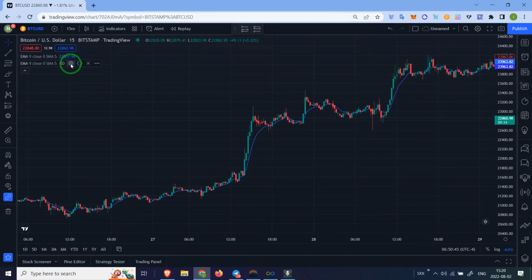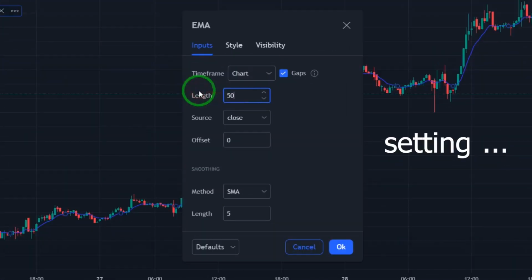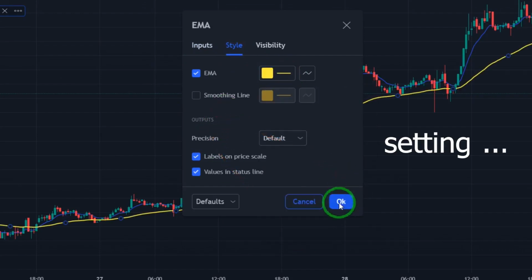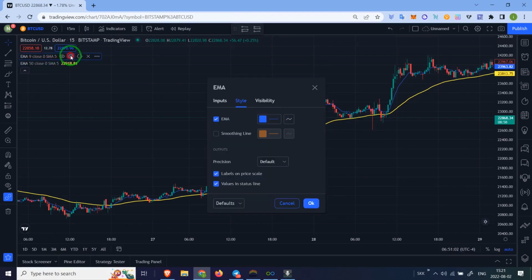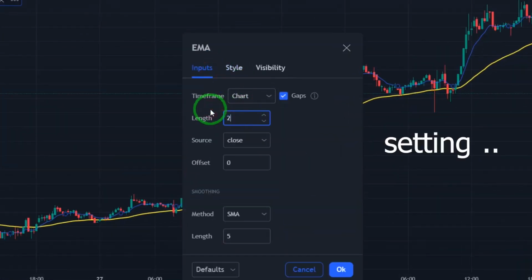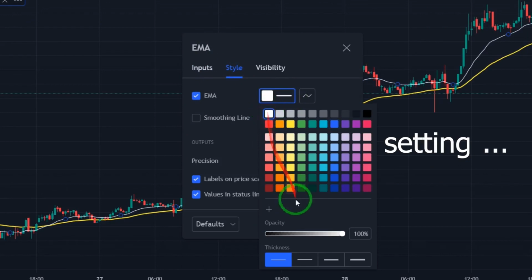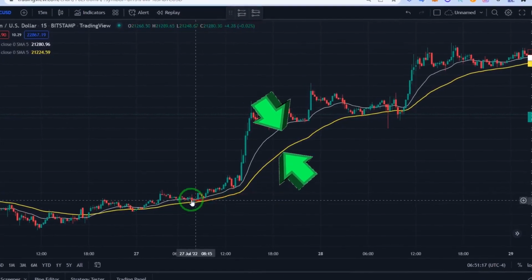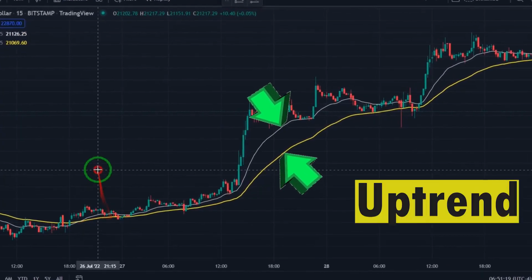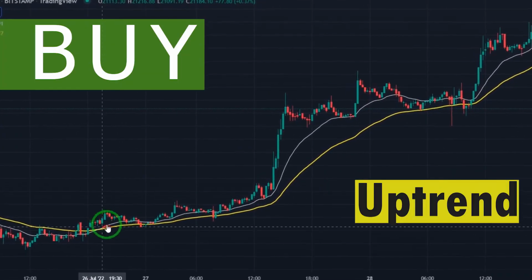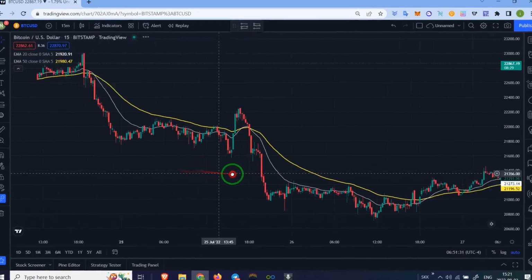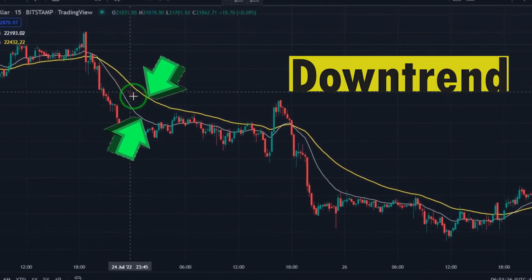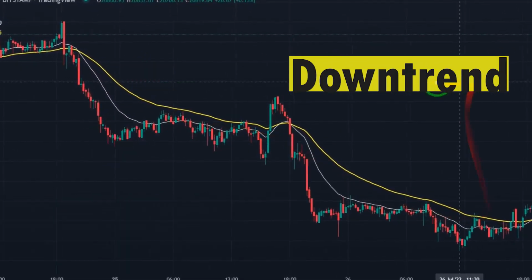We go to the first moving average settings and set its length number to 50, and from the Style tab, we change its color to yellow and make it a little thicker. We go to the second moving average settings and set its length number to 20. From the Style tab, we change its color to white. Whenever the white moving average is above the yellow moving average, we have an uptrend. In the uptrend, we are only looking for buy positions. And whenever the white moving average is below the yellow moving average, we have a downtrend. In the downtrend, we are only looking for a sell position.